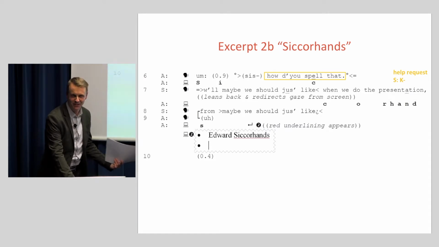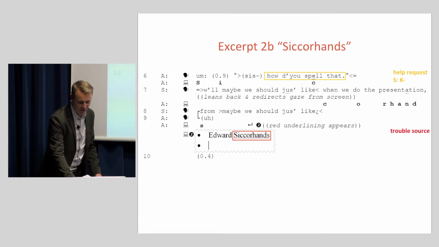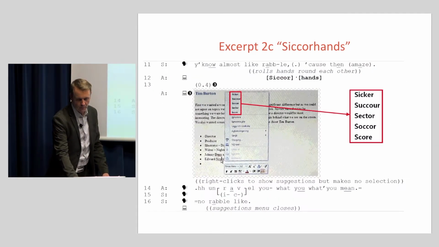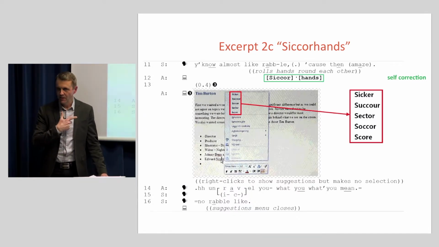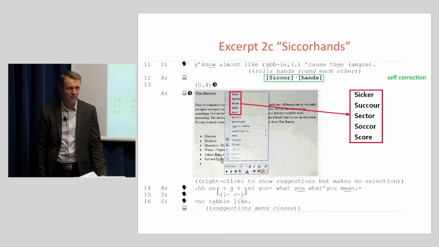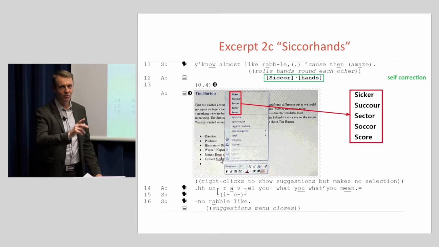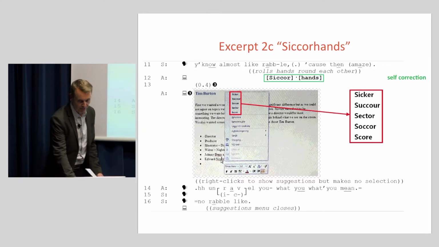And then this stops this project as it goes along. So here we get the underlining. So it's marked as a trouble source by the computer with this red underlining. Then we get something which is rather interesting. I haven't seen any other examples of this in the data. This is quite creative. Obviously she's worked out that hands is not the problem. It must be the first bit. So she's divided these, and then she starts using the right-click function to work as a diagnostic tool, which Asta Čekaitė discovered in her study.